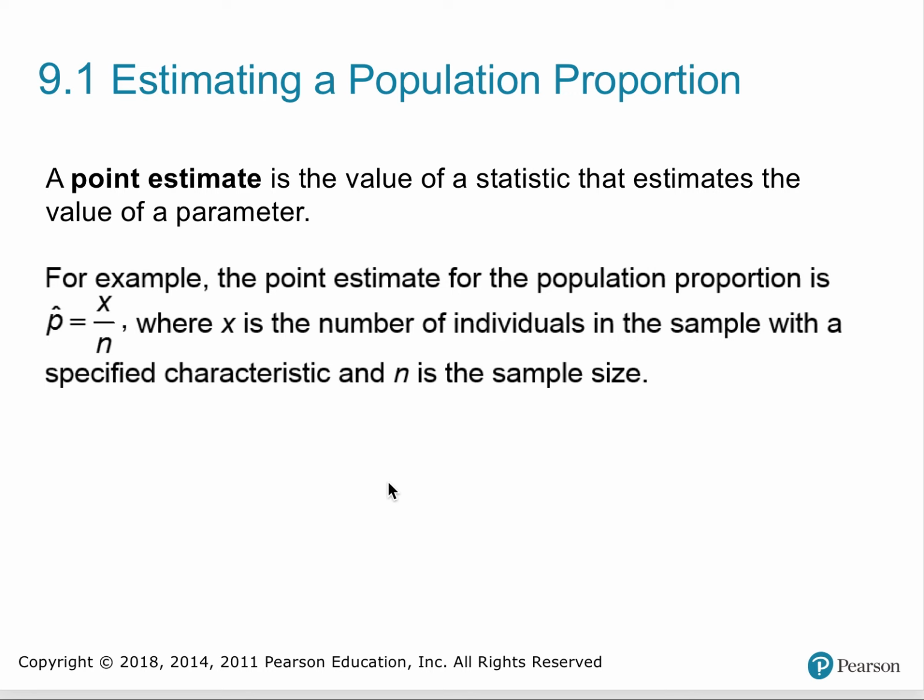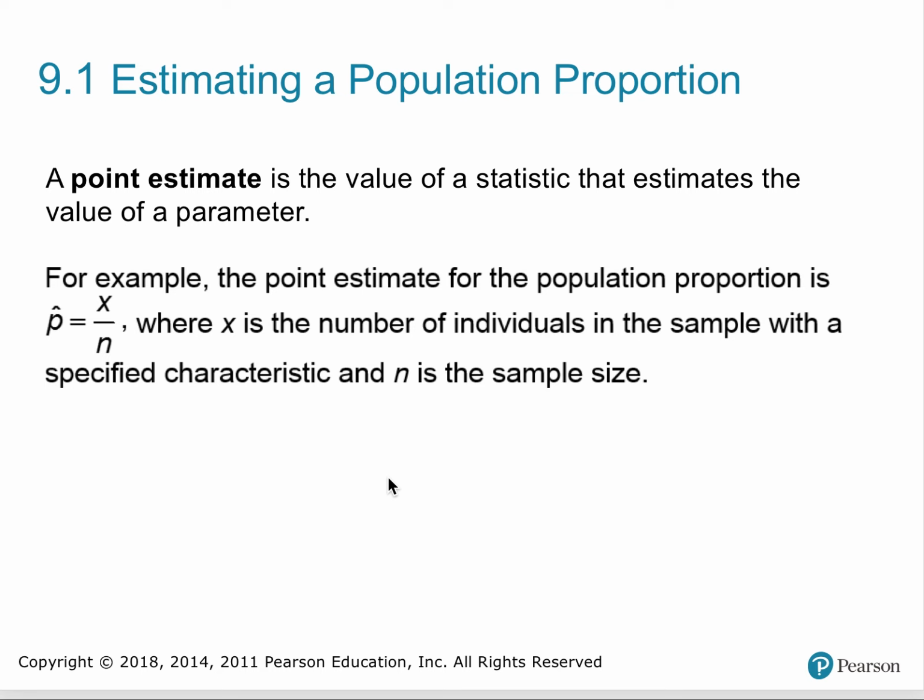Now we're ready to start Chapter 9. In Chapters 1 through 7, we dealt with data collection, descriptive statistics, and probability. In Chapter 8, we formed a bridge between probability and statistical inference by giving us models that we could use to make probability statements about the sample mean and sample proportion. So now we're ready to discuss inferential statistics, right?